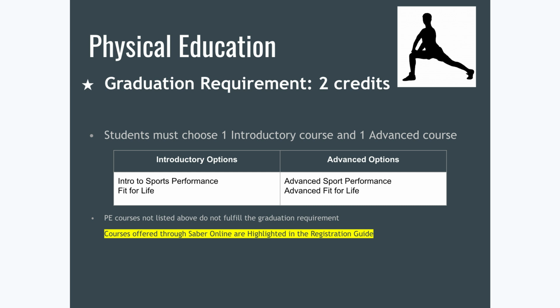The next area of requirement is physical education. So every student needs to earn 2 credits of PE. So there is an intro level course and an advanced course. So an intro level course, there are 2 options: intro to sports performance or fit for life. Those are usually taken in 9th grade. And then the advanced options are either advanced sport performance or advanced fit for life. These can be taken anywhere between 10th, 11th, or 12th grade. So just 2 credits of PE to meet the requirement for graduation for that.